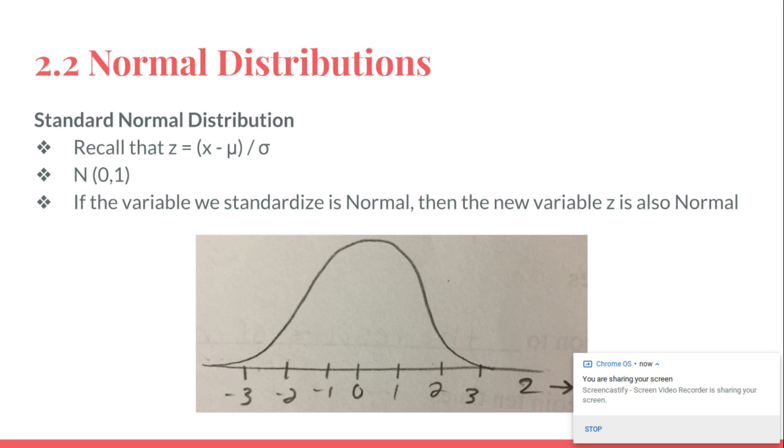So for the standard normal distribution, the equation is z equals x minus mu over standard deviation. This specific type of distribution is denoted N(0,1), for the mean and standard deviation. And if the variable we standardize is normal, then the new variable z is also normal.